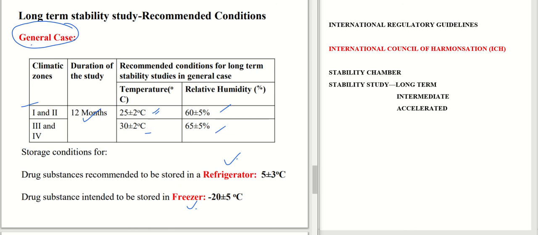We need to remember these values. These will be really very important when we are getting ready to face some competitive exams for further studies. These are really important, and when we work for an industry in drug development, it is necessary for us to know how to carry out the study and what conditions are to be maintained during the study.